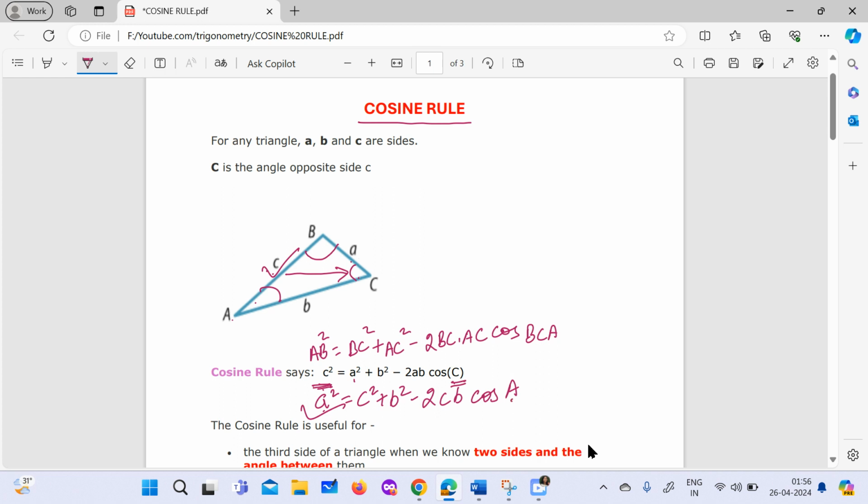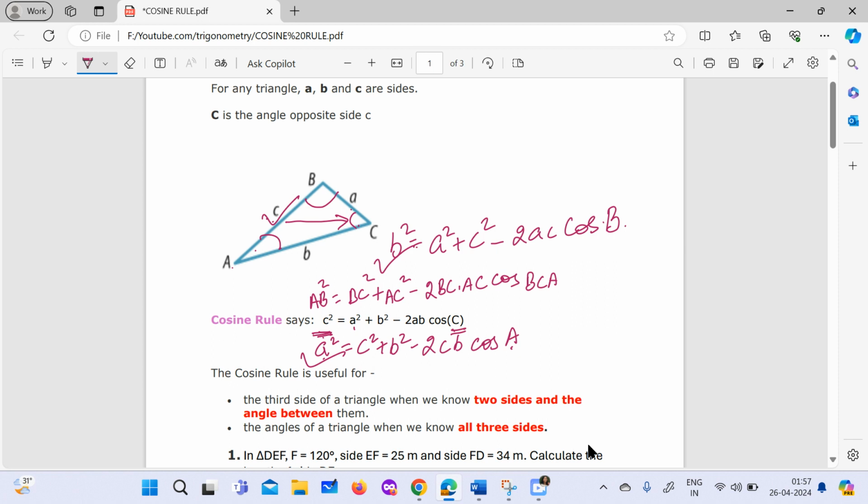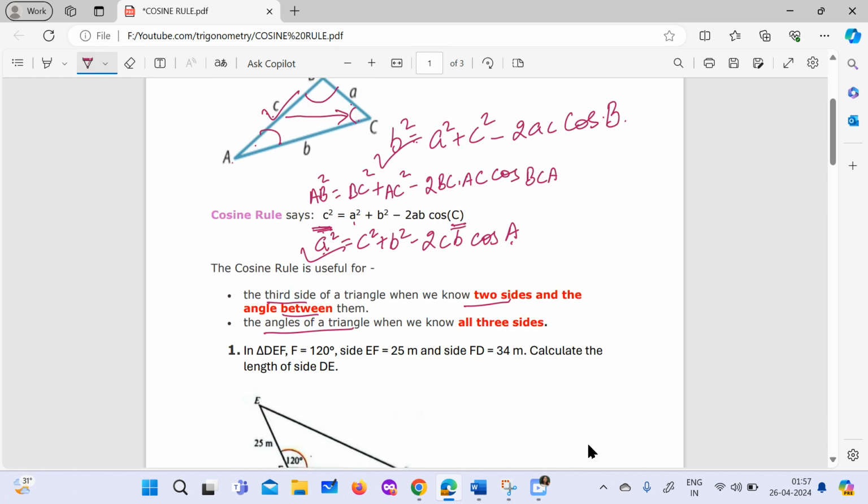This we can also write making the b square as subject. So b square is equal to a square plus c square minus 2ac, and again since this is side b, so we have to write the opposite angle b. Okay, now let's see. So this is our cosine rule, and we can use cosine rule to find the third side. Suppose if two sides are given to us and one angle is also given, then we can find the third side, and we can find the angle if we know all three sides.